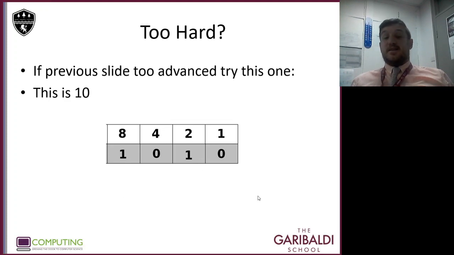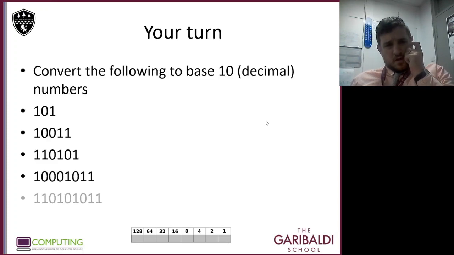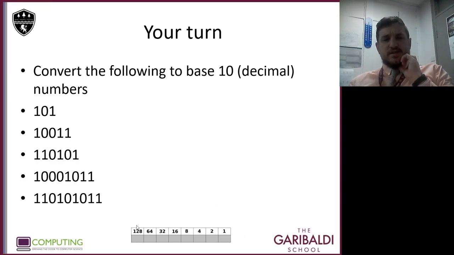add 2 is 10. So what I suggest you do now is have a go at some examples. You're going to have a go at these examples that I've just put up. What I'd like you to write down on your piece of paper for each attempt is the binary headings as follows.